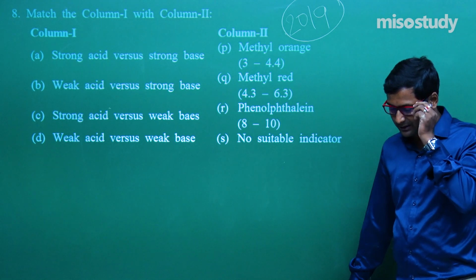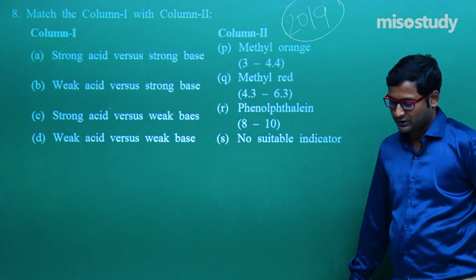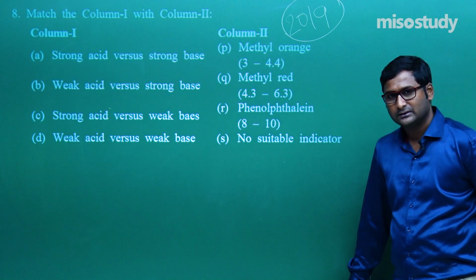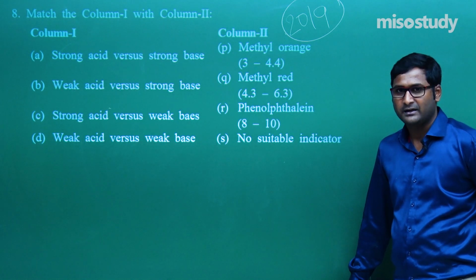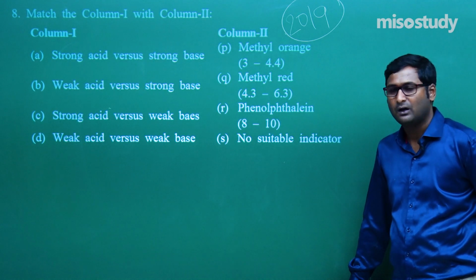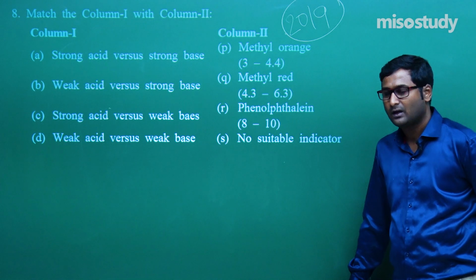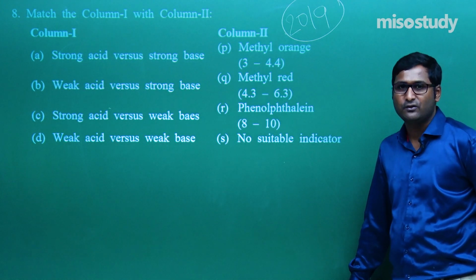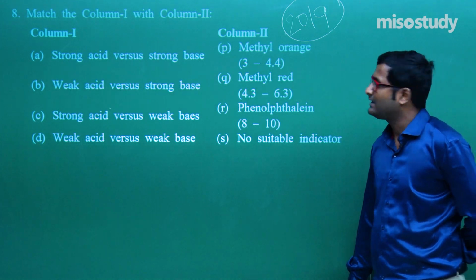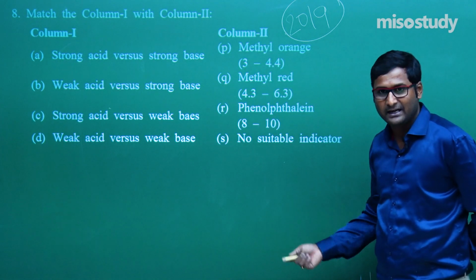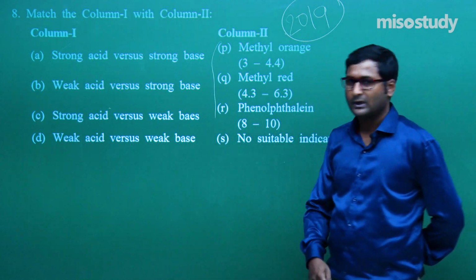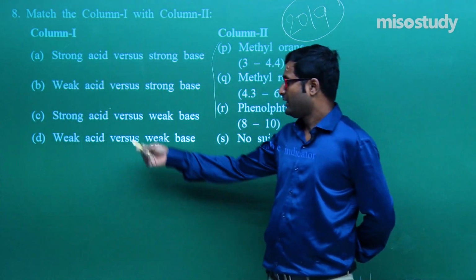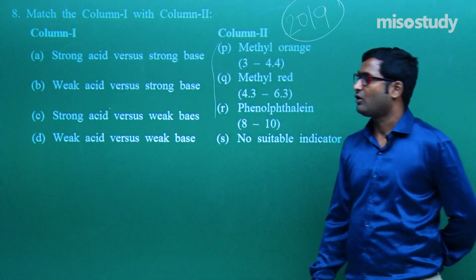I have discussed these things in my theory class, and I have taken this question from my wallet. So tell me how to solve such kind of questions. Look at strong acid versus strong base, complete neutralization. In this case, definitely we can use any indicator, P, Q, R. It's very simple. But here the question is weak acid versus strong base.